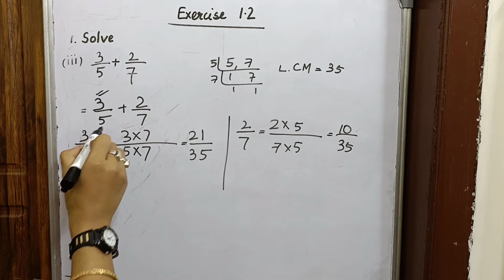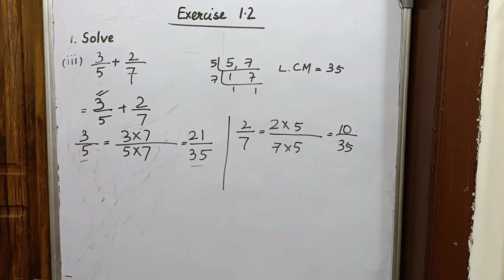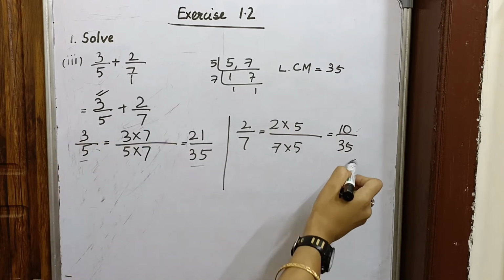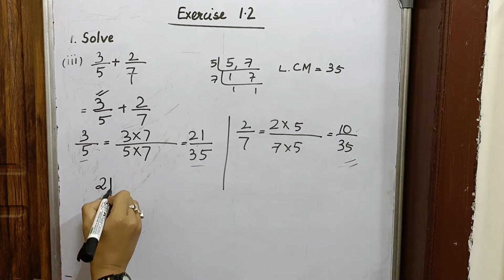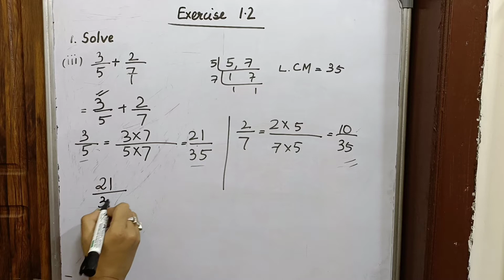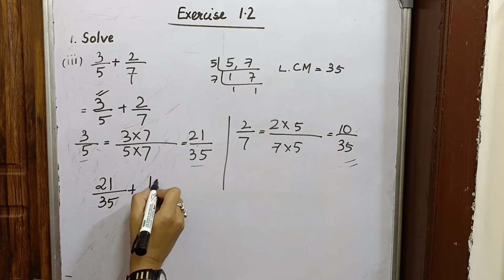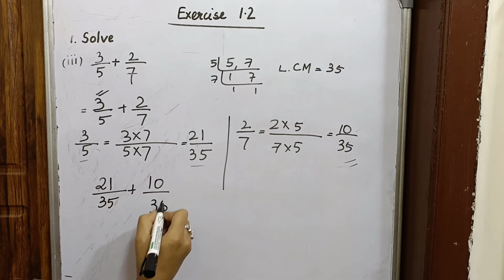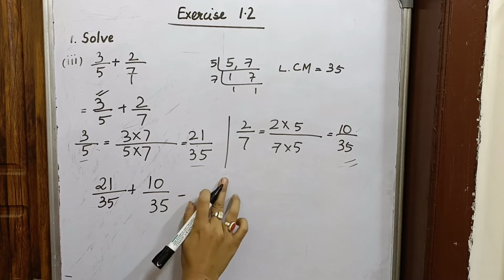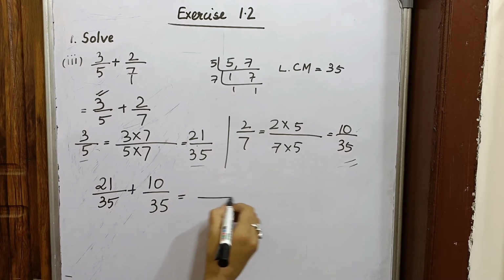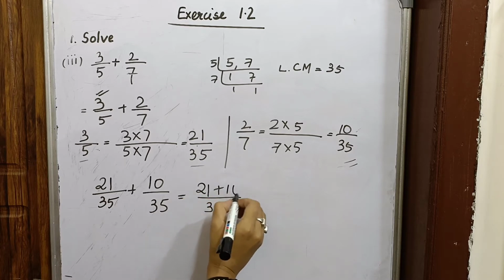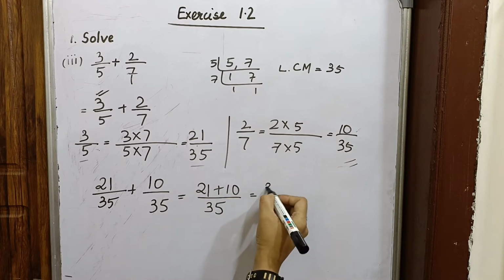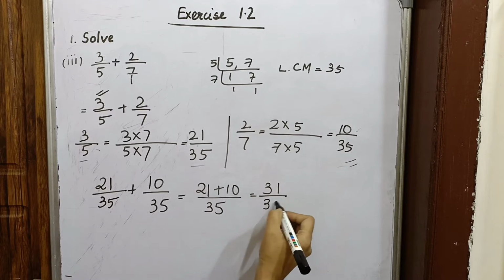Now 3 by 5 we got as 21 by 35, and 2 by 7 as 10 by 35. Now we'll sum up these two. 21 by 35 plus 10 by 35. We'll write the denominator as it is, 35, and 21 plus 10 is 31 by 35.